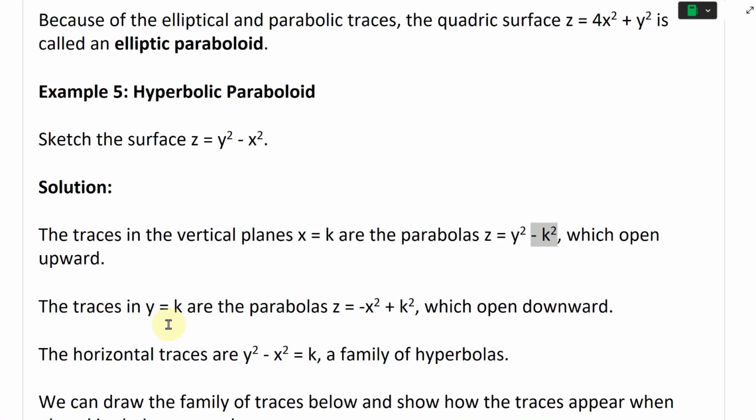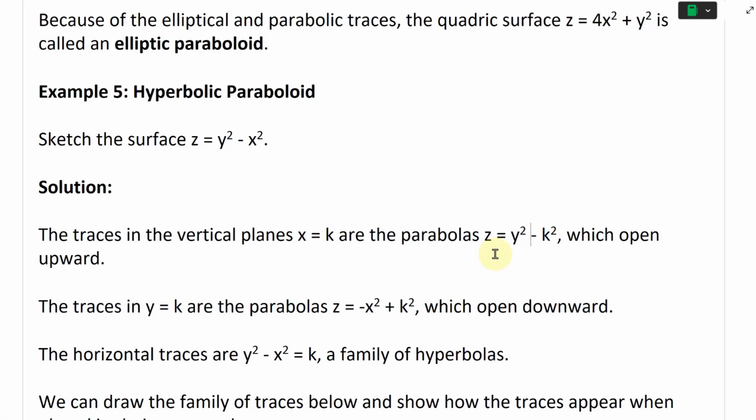So the traces in y equals k are the parabolas z equals, when you have y equals k, plug that in, so put the negative x in front. So we'll have z equals negative x squared plus k squared, which open downwards because of this negative there. When x is positive, then z is going to turn negative, going downwards. And this one shifts up and it's going to go down, shifted up and going down if this is the origin there.